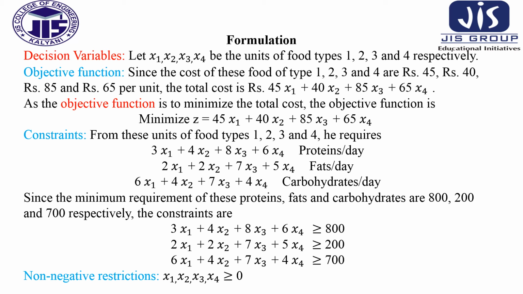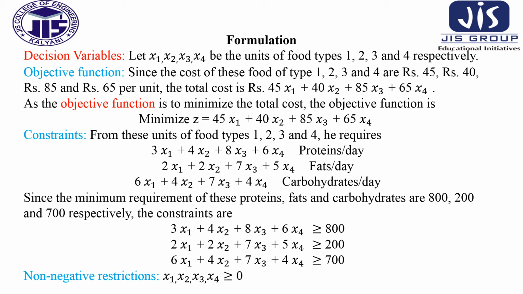So we all know that one LPP has 3 parts: objective function, constraints and the non-negative restriction. So to formulate the LPP, first we have to know what the decision variables are. 4 types of foods are there, so 4 decision variables are there. So we let x1, x2, x3 and x4 be the units of food types 1, 2, 3 and 4 respectively.